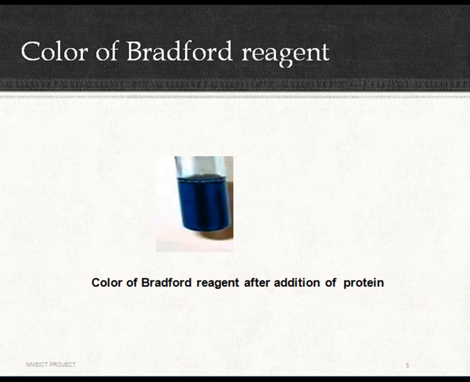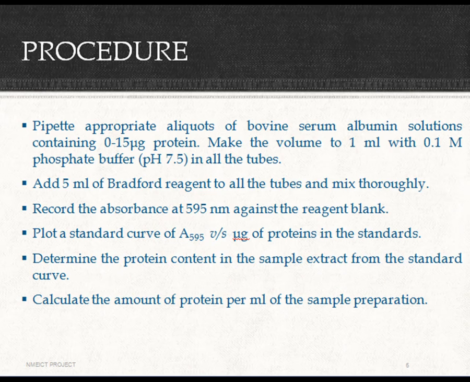Now let's try to understand the procedure. What we are supposed to do in the procedure: pipette an aliquot of bovine serum albumin solution containing 0 to 15 microgram protein. Make the volume to 1 ml with 0.1 molar phosphate buffer in all the tubes. Add 5 ml of Bradford reagent to all the tubes and mix thoroughly.